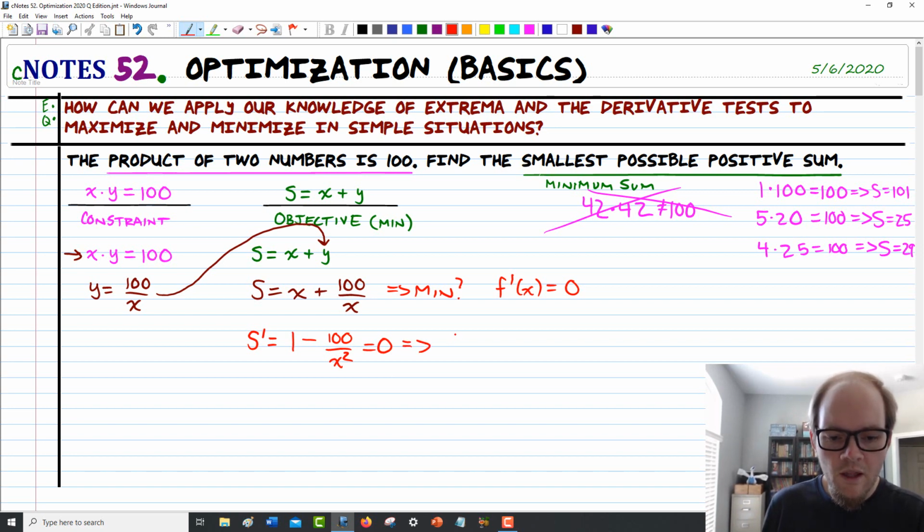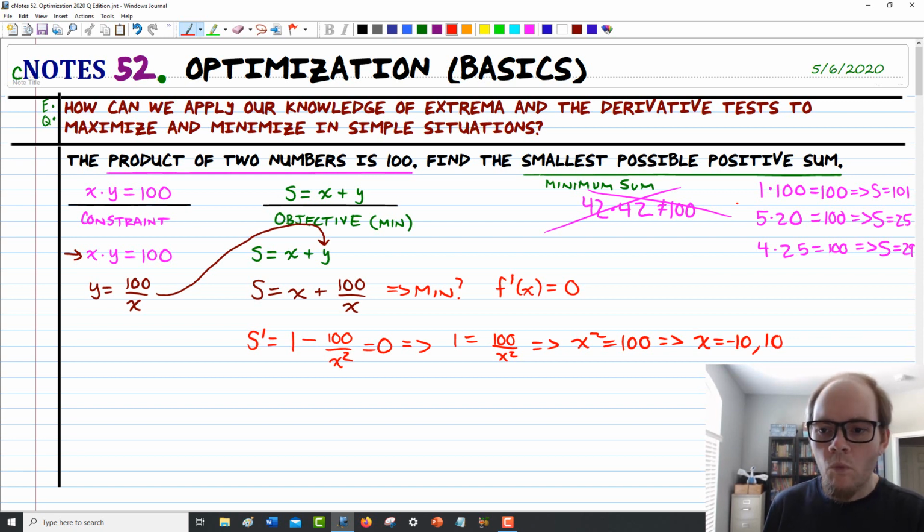So if I move something to the other side, I'll get that 1 is equal to 100 over x squared. That's going to tell us that x squared is equal to 100. And that's going to tell us that x is equal to either negative 10 or positive 10. But remember, we want a positive sum, and a positive sum is not going to come from having a negative number. So instead, we're just going to focus on the likelihood that x equals 10 is going to be our first number.